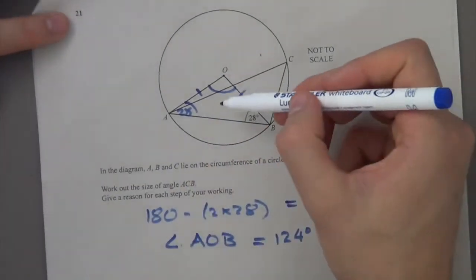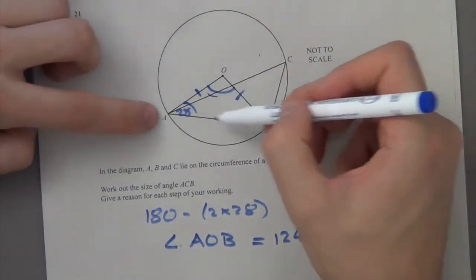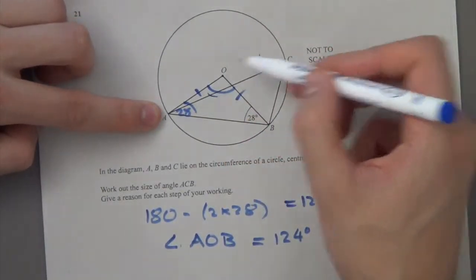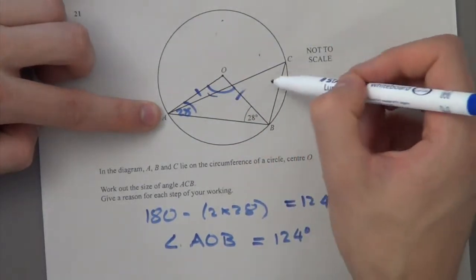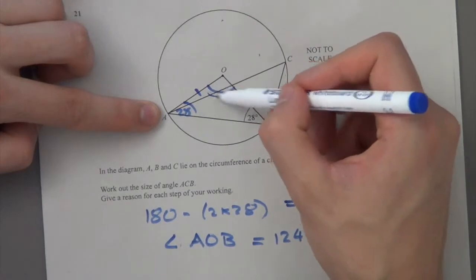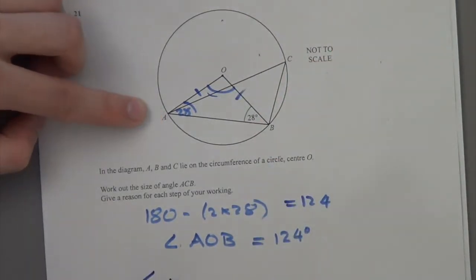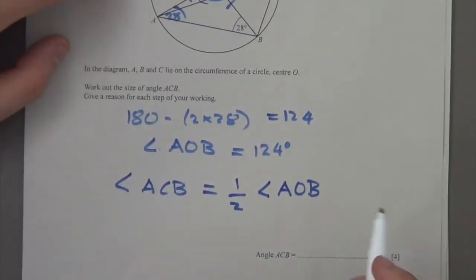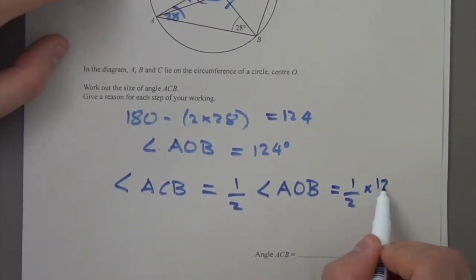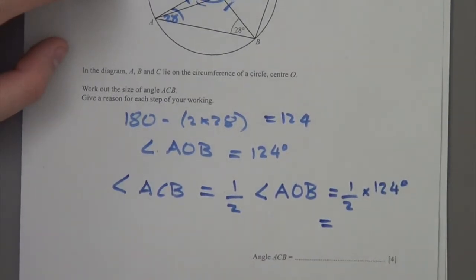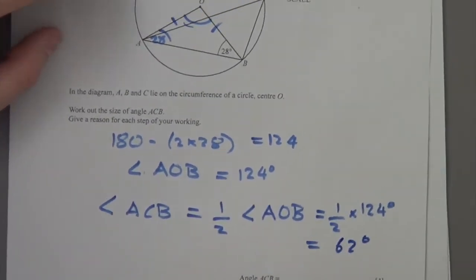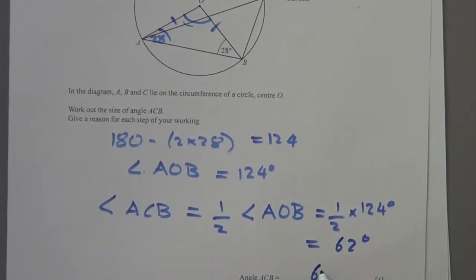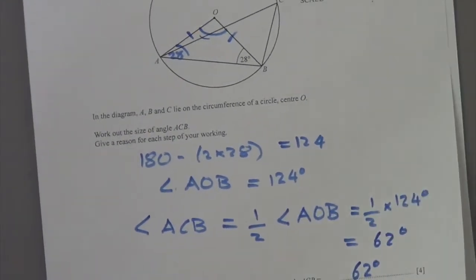Right, now there's a rule which states that this angle here, if we draw another line to another bit of the circumference, that angle is going to be half of this angle here. So actually angle ACB is going to be equal to half of angle AOB, which is equal to a half times 124 degrees, which is 62 degrees. Okay, so your answer is 62 degrees. And that's the answer to that question.